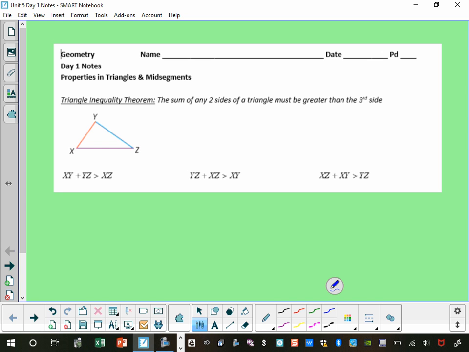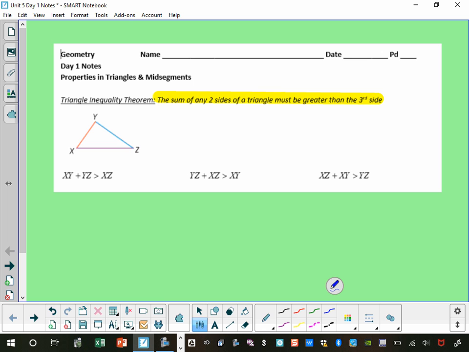Alright. So, day one, we're talking about properties in triangles and midsegments. I think I reprinted your notes, so you should have this definition. The triangle sum theorem, which we did last unit, says the sum of two sides of a triangle must be greater than the third side.